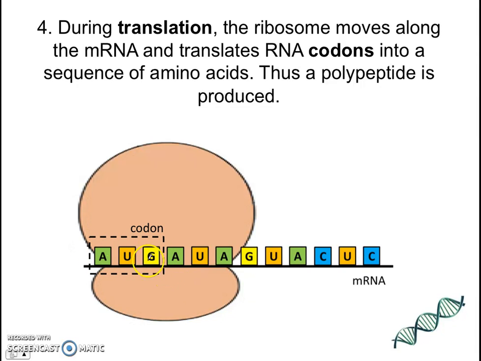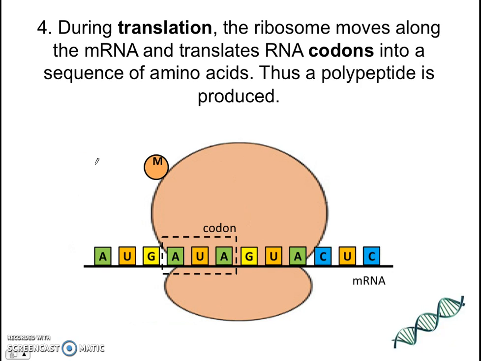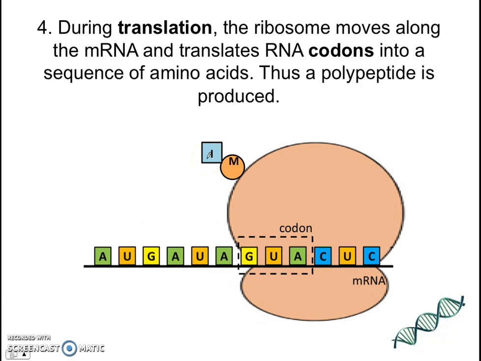So for example, this first codon, AUG, codes for the amino acid methionine, M. So the ribosome will read that and the first amino acid will be added. Then the ribosome will move along to the next codon, AUA, and this will code for another amino acid, in this case I, and that amino acid will be added to the chain. Then the ribosome will move on to the next codon, GUA, which codes for the amino acid V. So that amino acid will be added onto the chain, and so on. You can imagine until the entire mRNA is read and the entire chain of amino acids is produced.